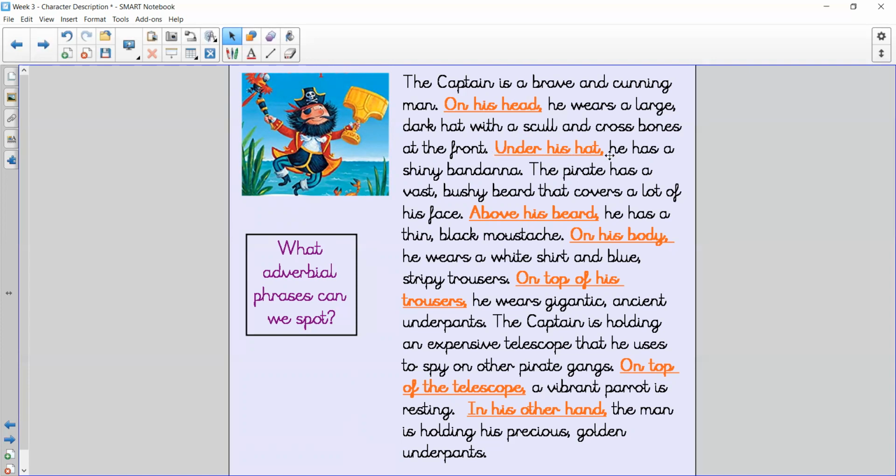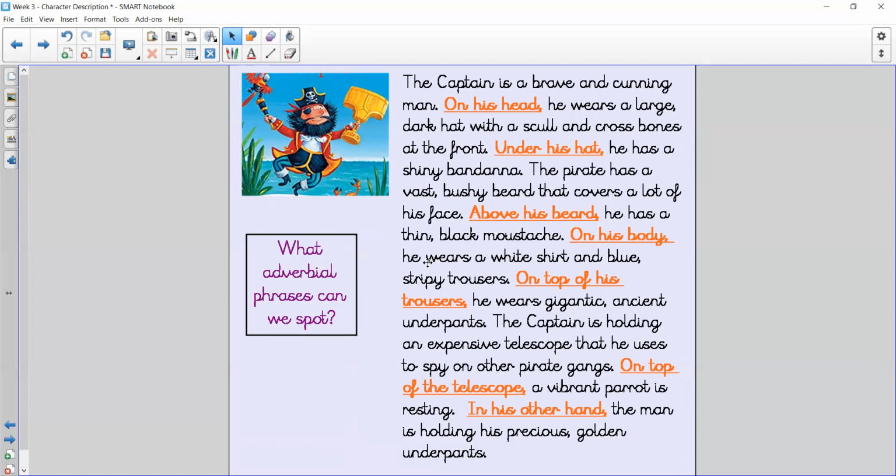Under his hat, he has a shiny bandana. Where's his bandana? It's under his hat. The pirate has a vast bushy beard that covers a lot of his face. Nope, no adverbial phrases in that one. Let's look at the next one. Above his beard, he has a thin black moustache. Well, where's his moustache? It's above his beard.